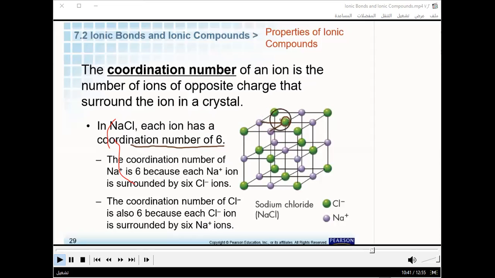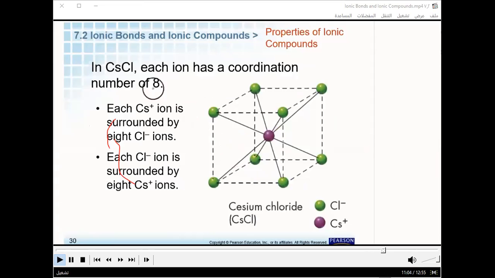So to here, to there, to there, to there. That's 4 of them. And then down to a purple. And then it's not shown, but certainly another layer to this crystal would have another purple one up there. So the green dot is surrounded by 6 purple dots. That's given the coordination number 6. It helps to explain these patterns of ions. In another ionic compound called cesium chloride, each ion has a coordination number of 8. For example, the purple cesium cation is surrounded by 8 chloride anions.